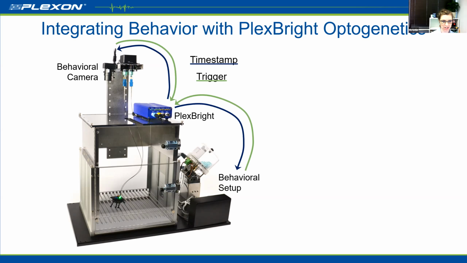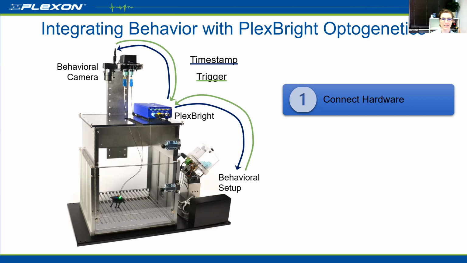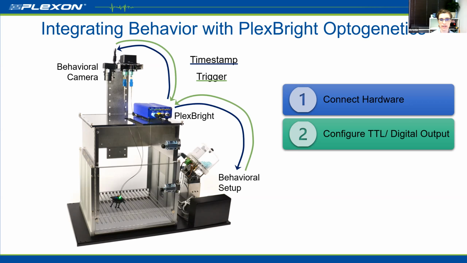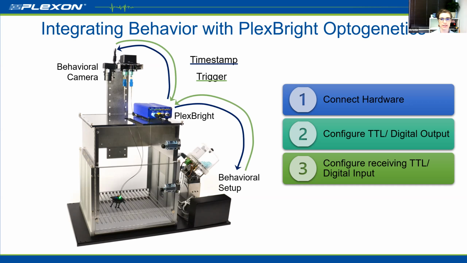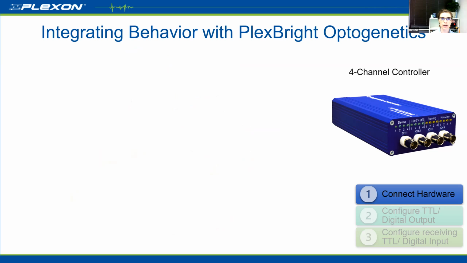So good news, this actually can be done in 3 simple steps. The first is to connect the hardware, because it is the hardware that will generate the TTL pulse. Then you need to tell Plexbright how and when to send these digital outputs. And then you need to tell your receiving behavioral setup, or Cineplex, to expect these TTL pulses and to record them. So I'm going to talk mostly about the hardware setup, and then Damon will talk a little bit more about setting this up in the software specifically.